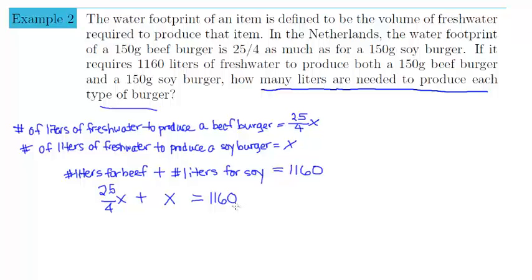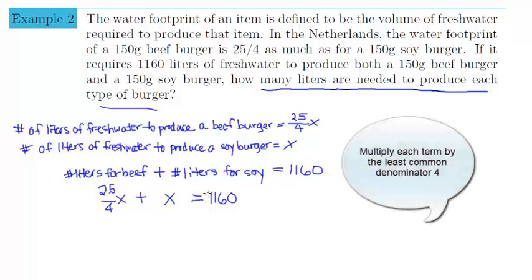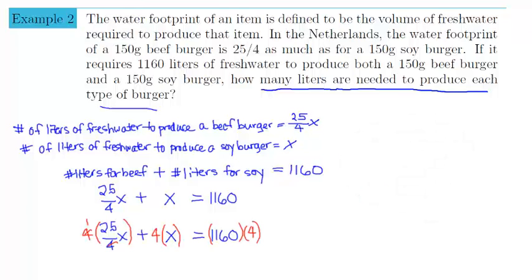All that's left to do is solve this equation, this linear equation with one unknown. It's got a fraction, so the first thing I'm going to do is multiply each term by 4 to clear the denominator. Multiplying each term by 4 gives us 25x plus 4x equals 4,640.